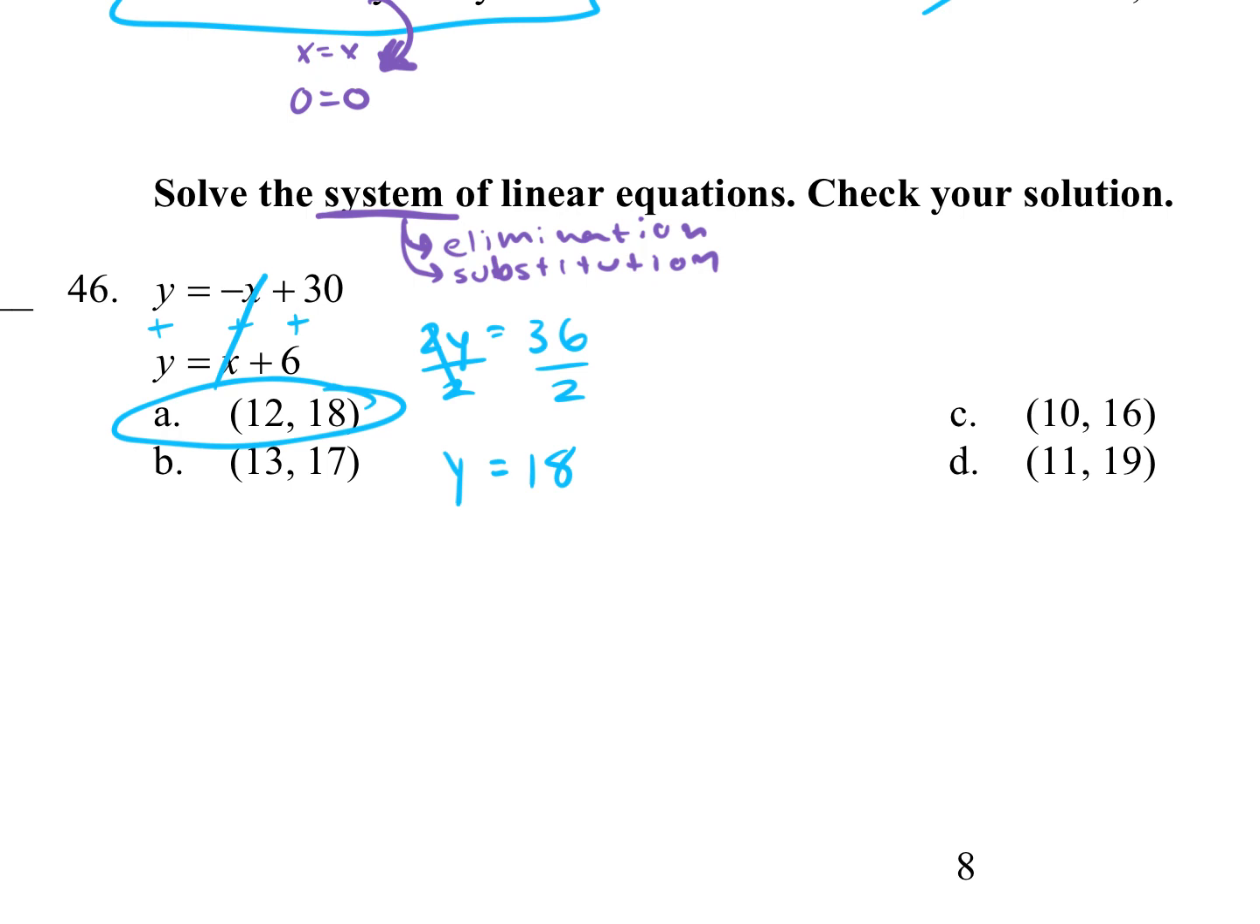If you wanted to, plug it back in. It'll make sense for the x. You'll get 12 for x. But if you're short on time and you just find one of them and you're confident in your answer, just pick that one. I would suggest plugging it in to find your x just to be super sure that that's your answer choice. Any questions here?